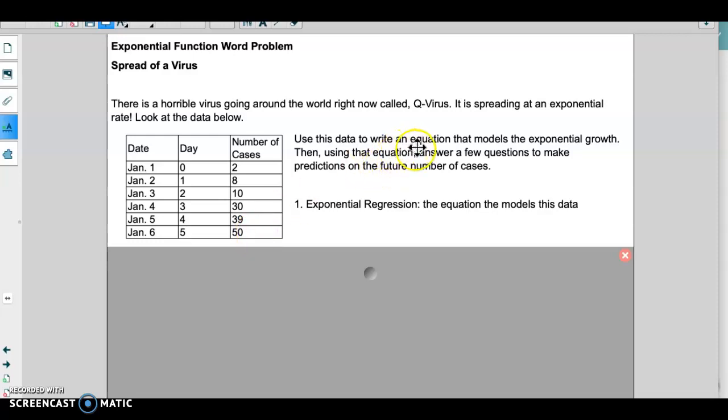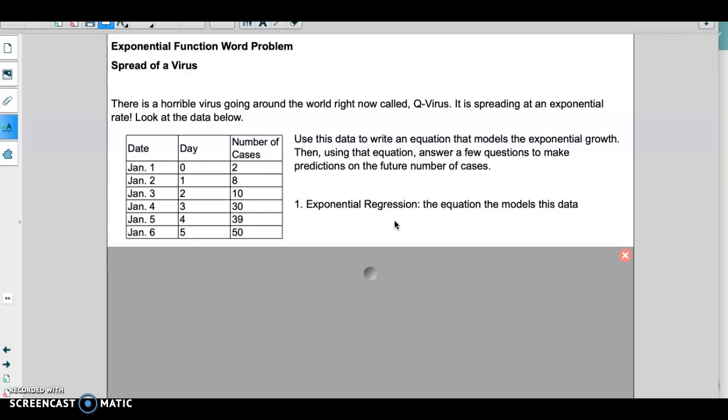Use this data to write an equation that models the exponential growth. Then, using that equation, answer a few questions to make predictions on the future number of cases. Okay, and that's super helpful. So how are we going to write an equation, right? What we're going to do is use something called exponential regression. Regression is a system that's going to calculate, using statistics, all of the data that you provide, and estimate where the equation is going to fit through the data.